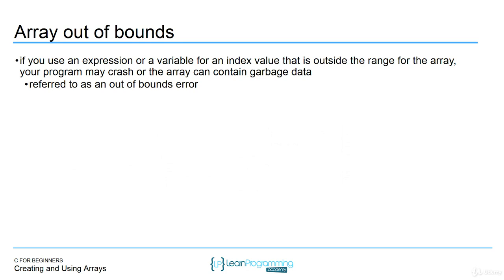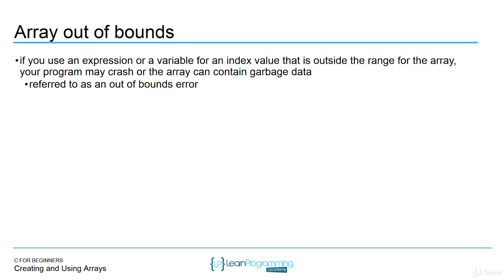So what happens if you try to access an element in the array with an invalid index? For example, trying to access an array of size 10 using 11 as an index or 10 as an index. You're going to have an array out of bounds error. If you use an expression, a variable, or a constant for an index value that is outside the range of the array, what does outside the range mean? Well, it means it's either a negative number or a number that's greater than the size, really greater than the size minus 1 because they're 0-based. So if you have an array of size 10 and the index is greater than 9, you're going to have an array out of bounds error.